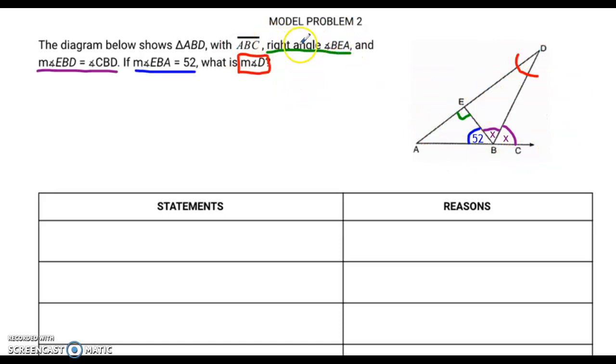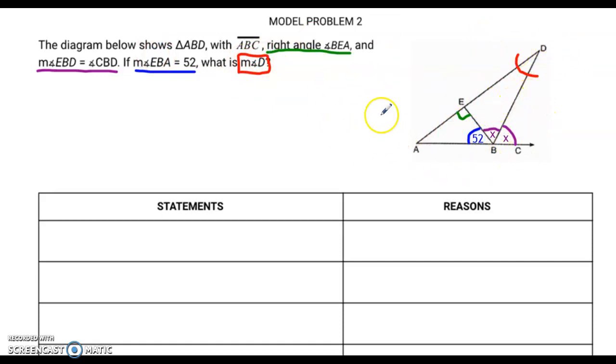We have right angle BEA, which is here. We have EBD and CBD are the same, so we put X's for them to represent the fact that they're both the same. EBA is equal to 52, which is here. And then angle D is up here, which we do not know.